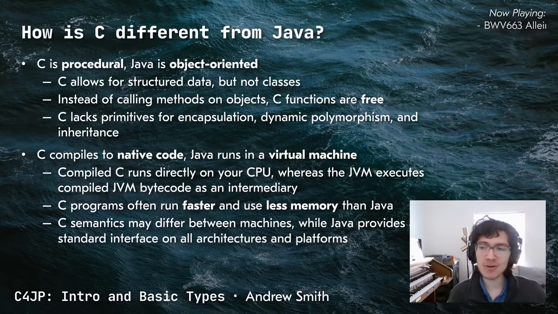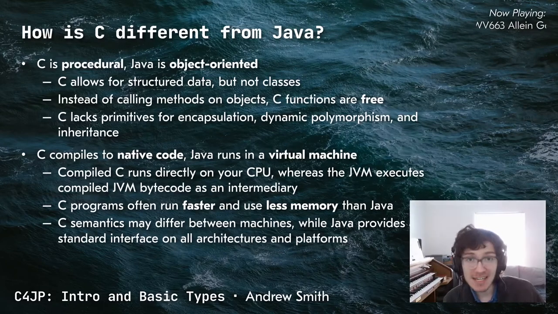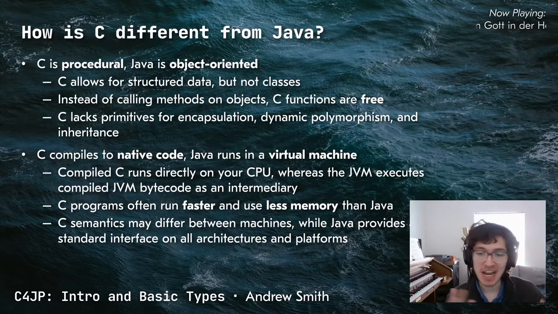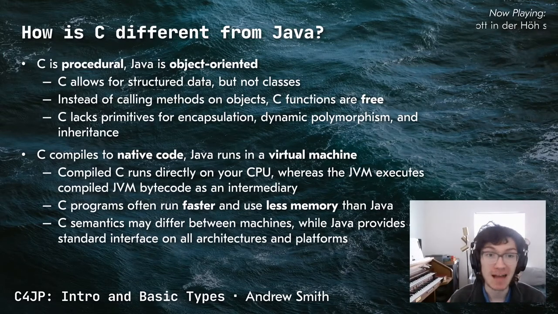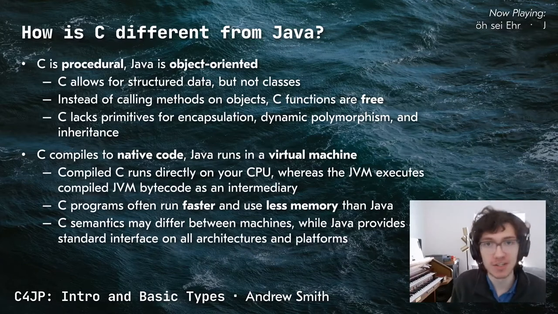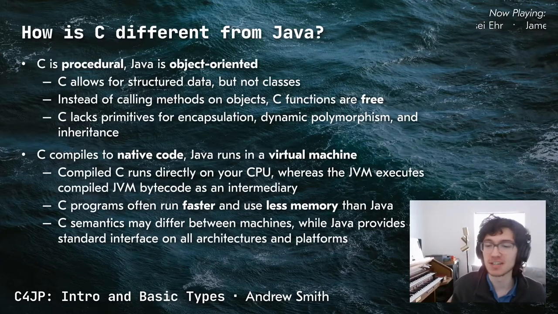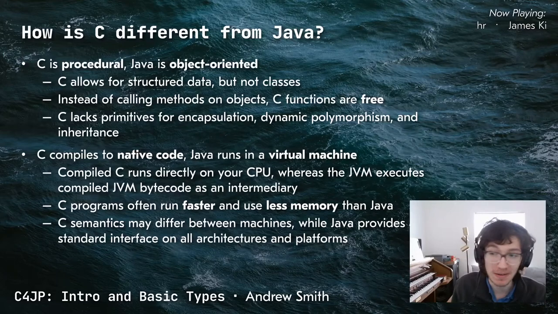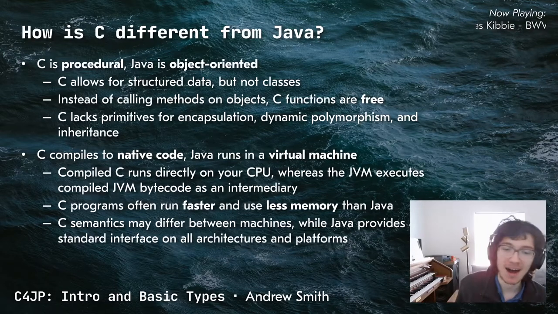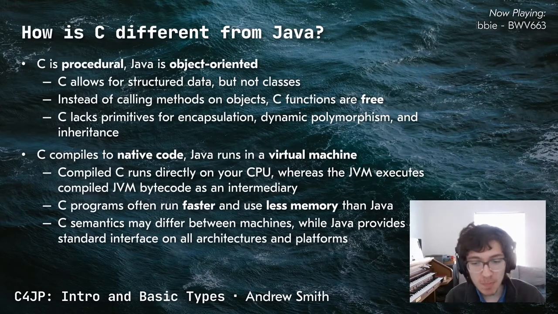Another aspect of this that is somewhat related and is going to be very important for us as we go forward is that Java provides a standard interface on all architectures and platforms. When we opened a file in Java, you didn't need to know if the program was running on Windows or macOS or Linux or Unicos or VMS. You just said file.open. Well, you didn't say file.open, you said BufferedReader, new File, and so on. But anyway, you didn't need to know the platform.